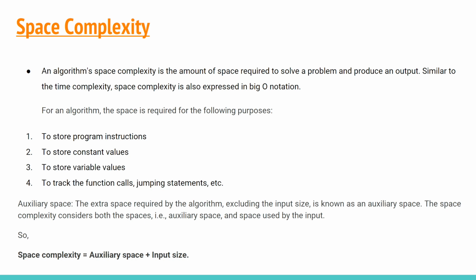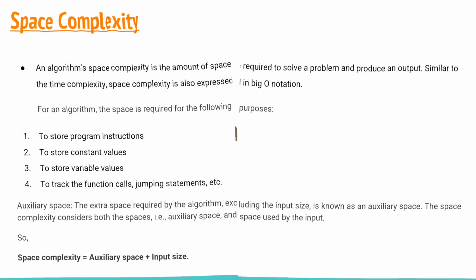So what is auxiliary space? The extra space which is required by the algorithm, that is, excluding the input size, is known as auxiliary space. The space complexity considers both the spaces, that is auxiliary space and the space used by the input. So we can say that space complexity equals auxiliary space plus input size.